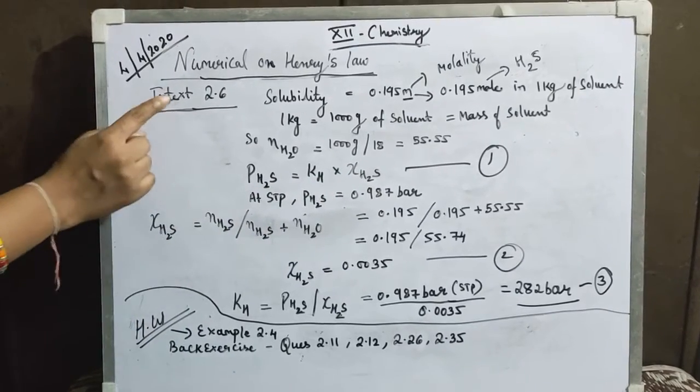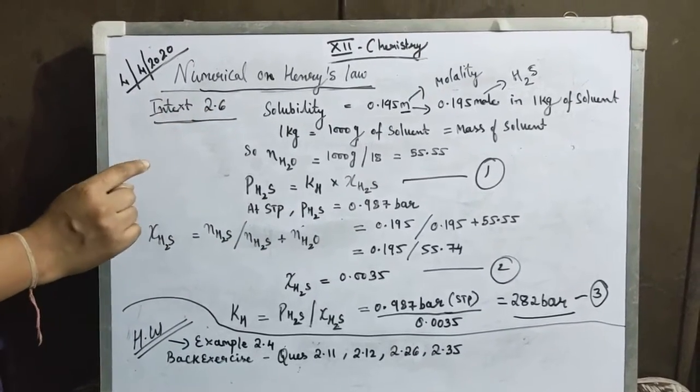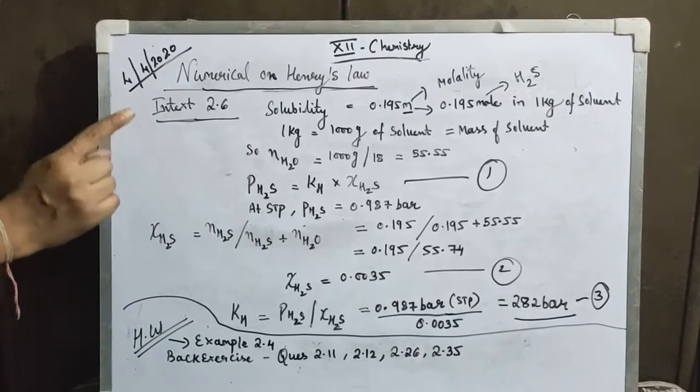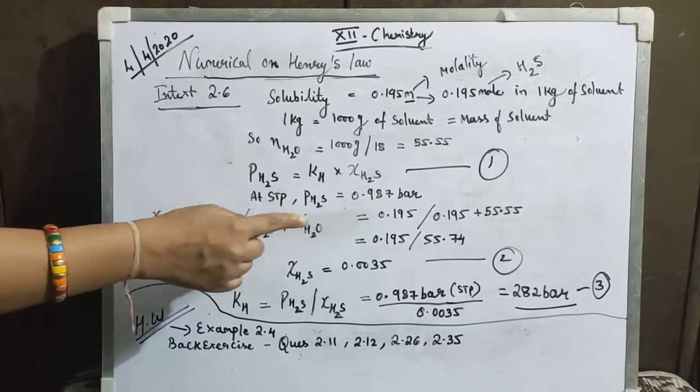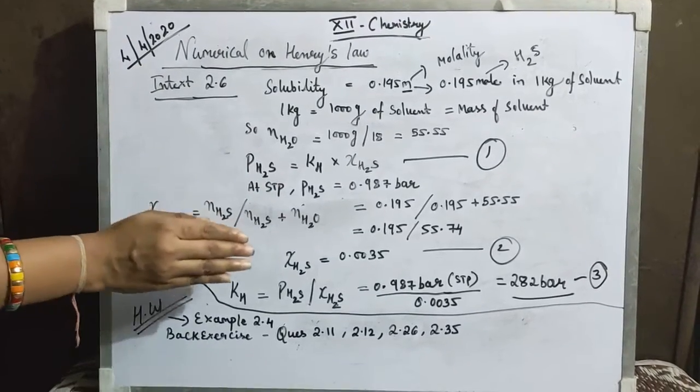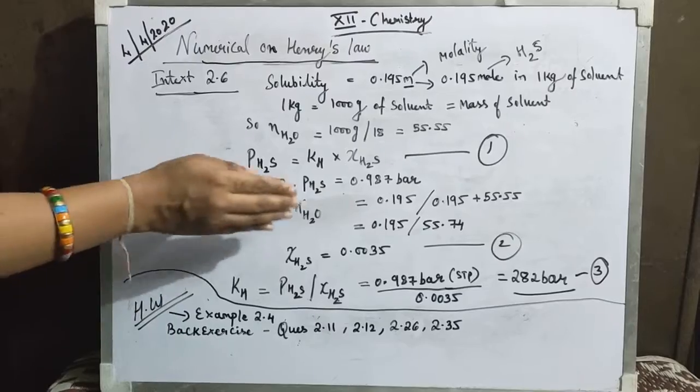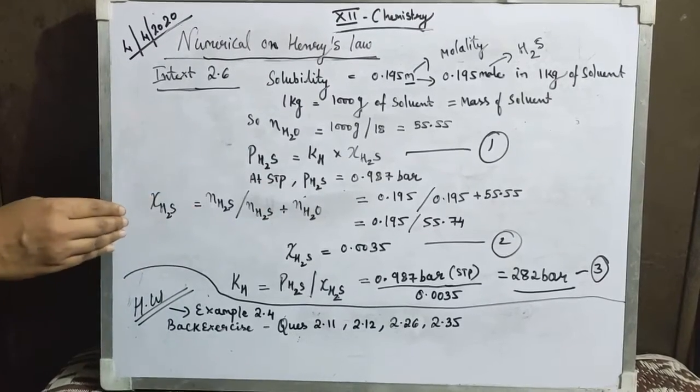So kindly solve 2.6 and 2.7 in the classwork copy as I did on the board, and kindly try to understand how I have placed each and every value. Now, so till here I'm finishing Henry's law, the basic concept, having the basic formula.